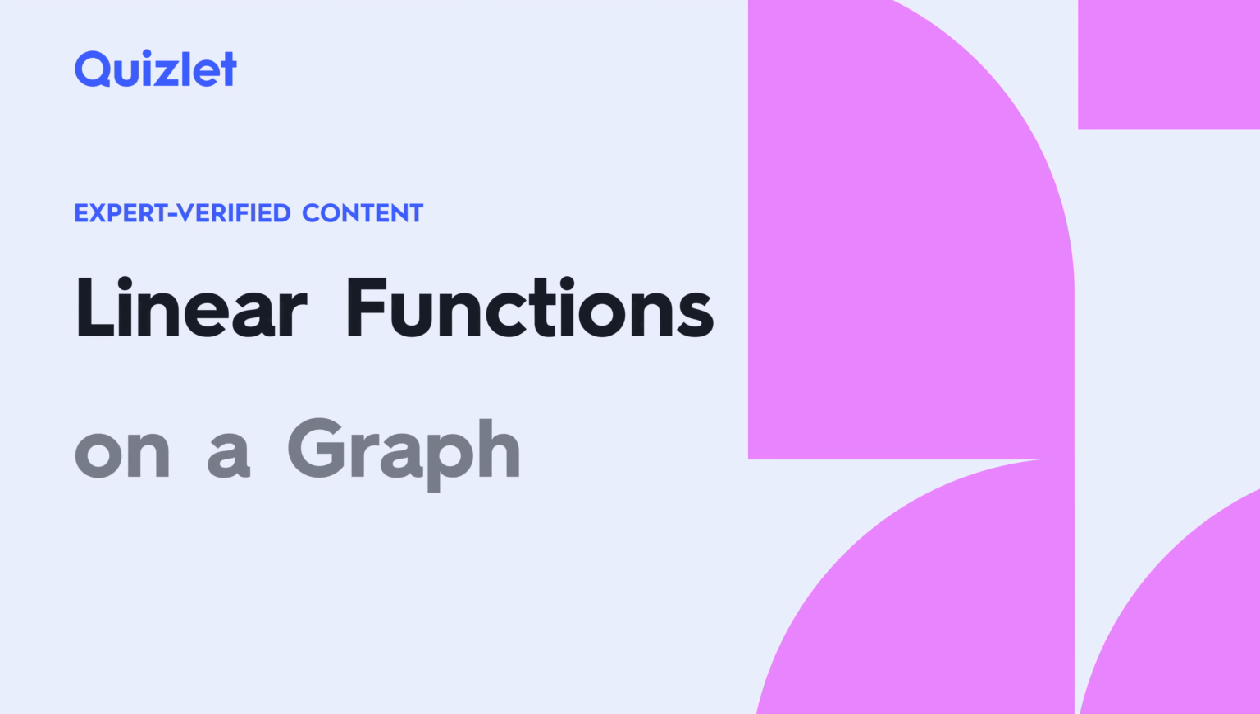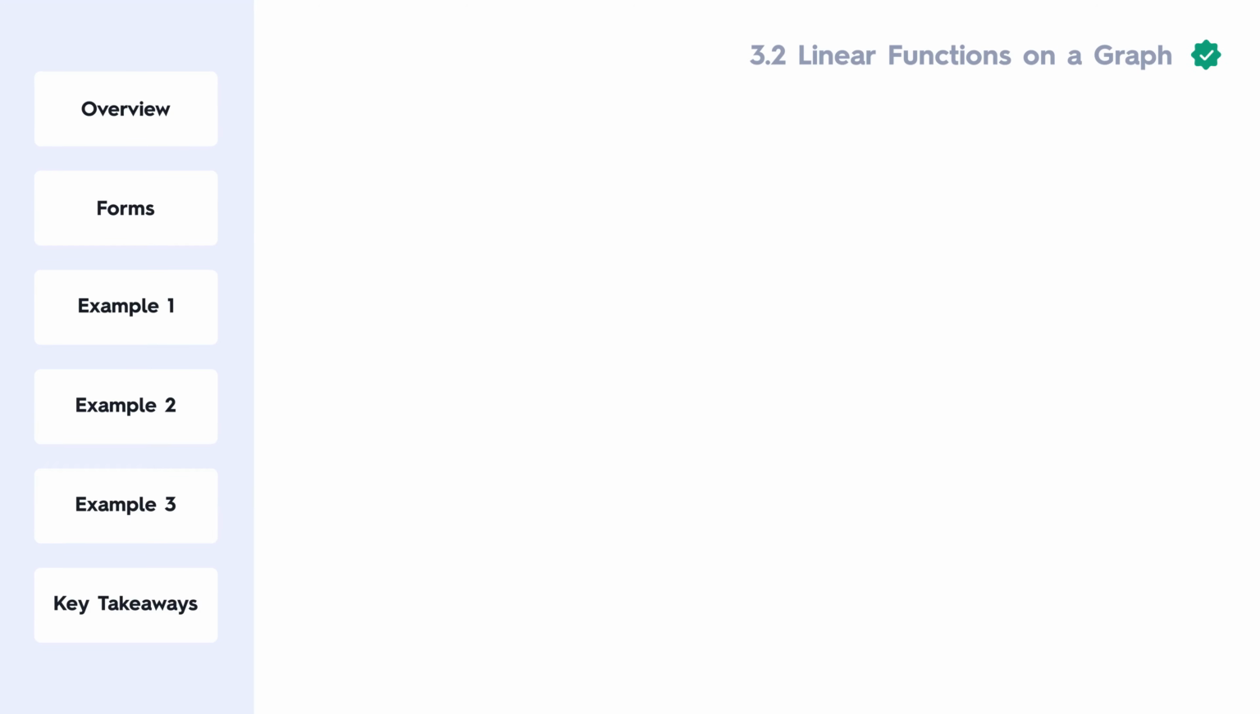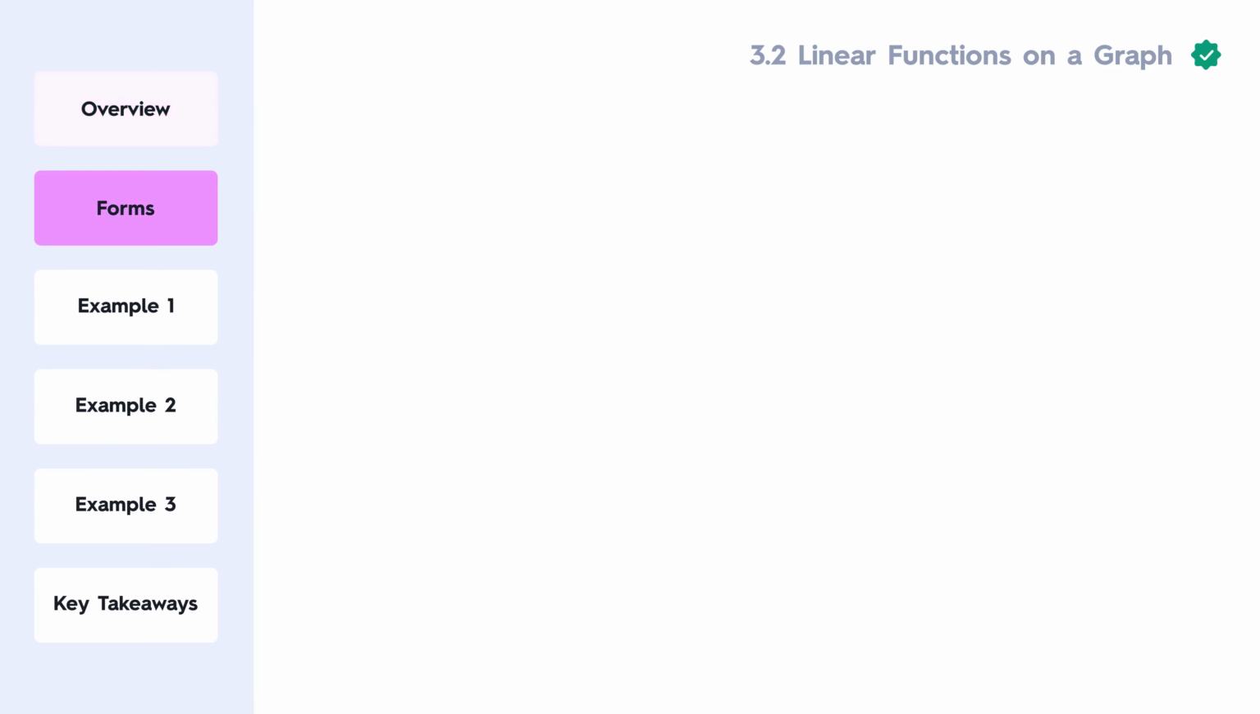Today, we'll explore linear functions on a graph. We'll cover key concepts related to graphing linear functions, including slope, slope-intercept form, point-slope form, standard form, and how to find intercepts. We'll also take a look at the domain and range of linear functions, giving you the tools to solve any problem on this topic. Let's dive right in.